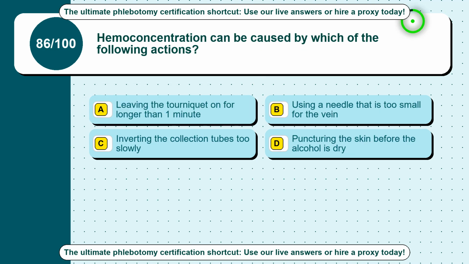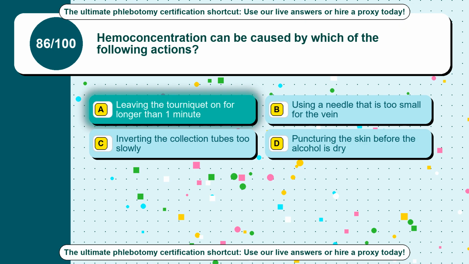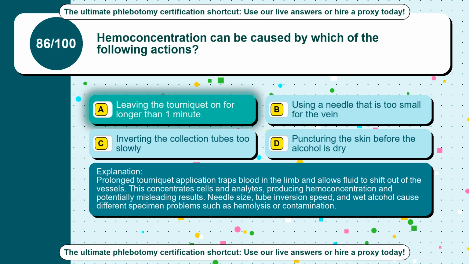Question 86. Hemoconcentration can be caused by which of the following actions? Option A. Leaving the tourniquet on for longer than 1 minute. Option B. Using a needle that is too small for the vein. Option C. Inverting the collection tubes too slowly. Option D. Puncturing the skin before the alcohol is dry. The correct answer is option A. Leaving the tourniquet on for longer than 1 minute. Prolonged tourniquet application traps blood in the limb and allows fluid to shift out of the vessels.